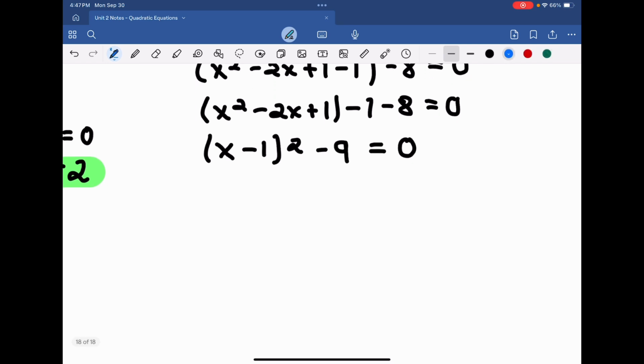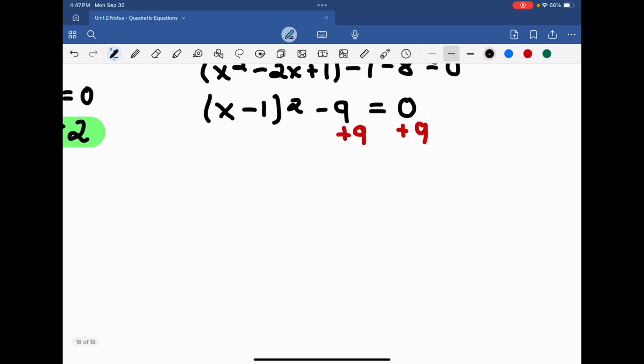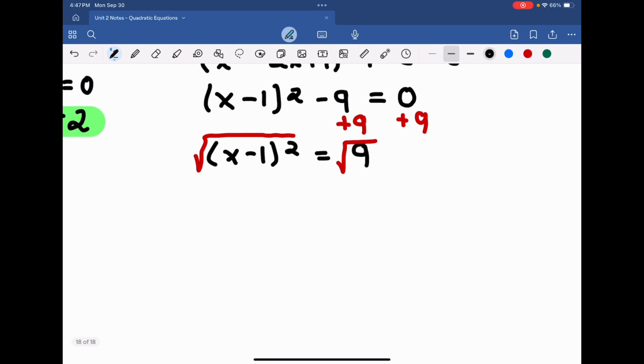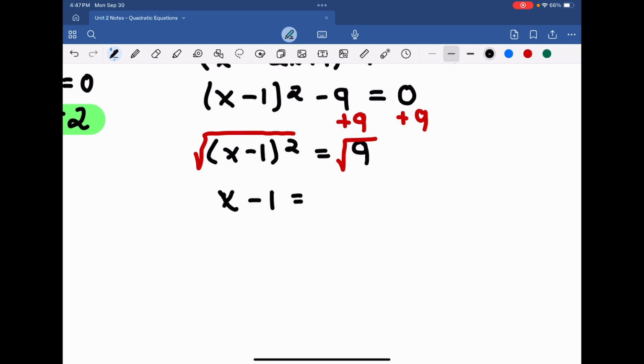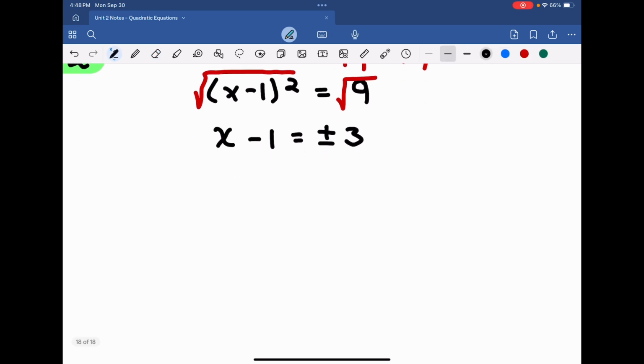Now I'm going to add 9 to both sides. When I add 9 to both sides, that's going to make this equation x minus 1 all squared, which is equal to 9. We're going to square root both sides, square root and square root. This is going to give me x minus 1 is equal to plus or minus 3, because when we take the square root, it must be the positive and negative case.